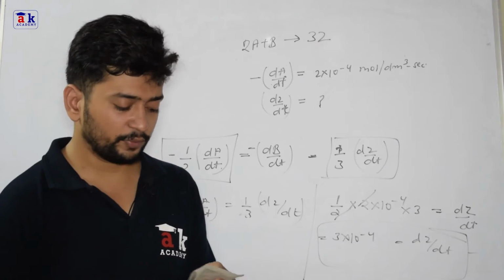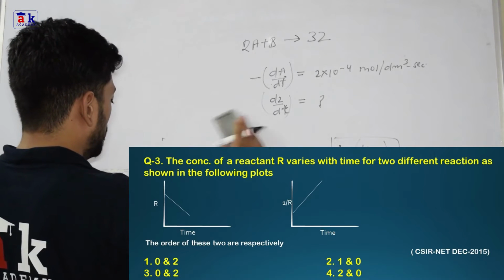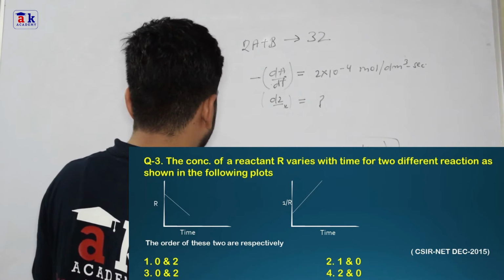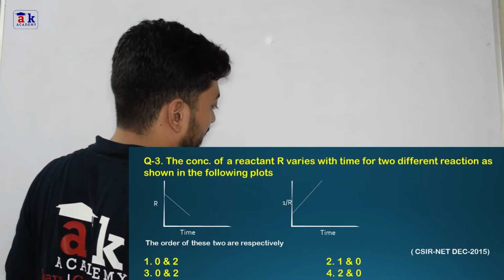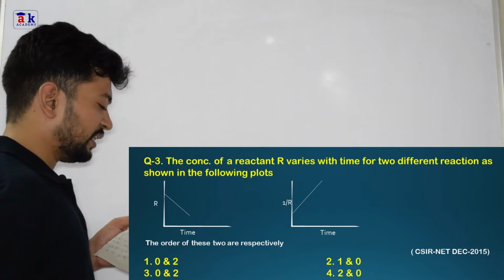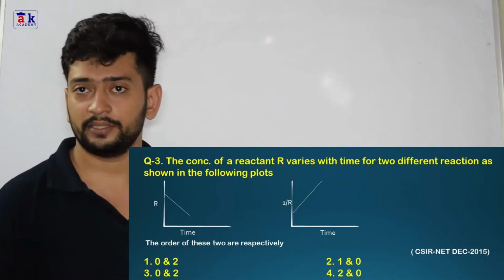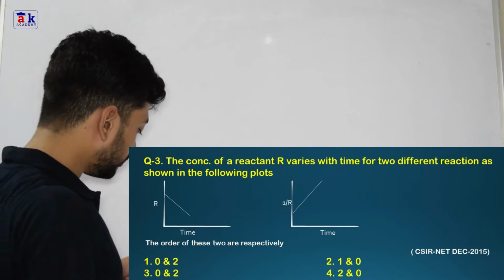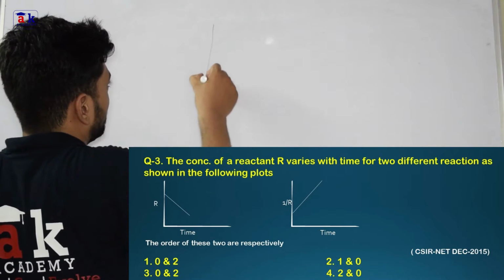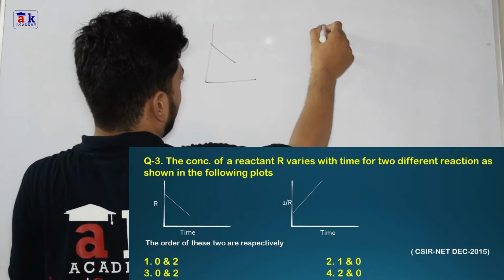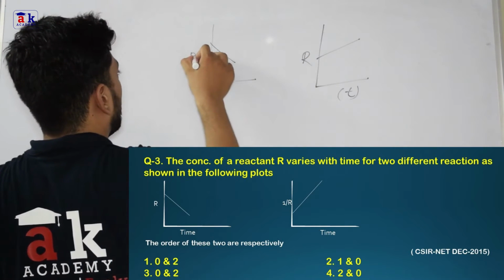Now let's see the next one, which is: the concentration of a reactant R varies with time for 2 different reactions as shown in the following plots. So here you have 2 graphs actually, and you have to find out the order, right? They are asking about the order. So now let's see how you can do it. In this case one graph is like this, and the second graph is like this. Here we have R, here we have time, here we have R, here we have time.